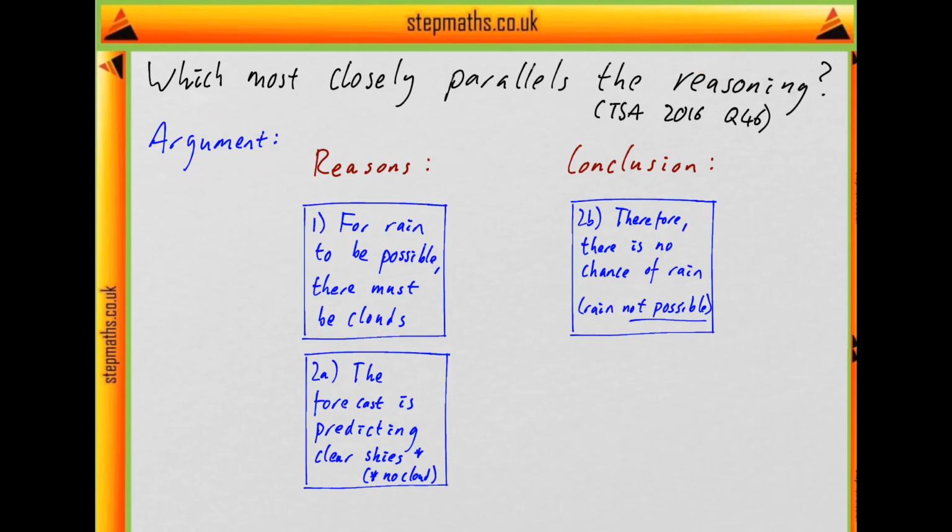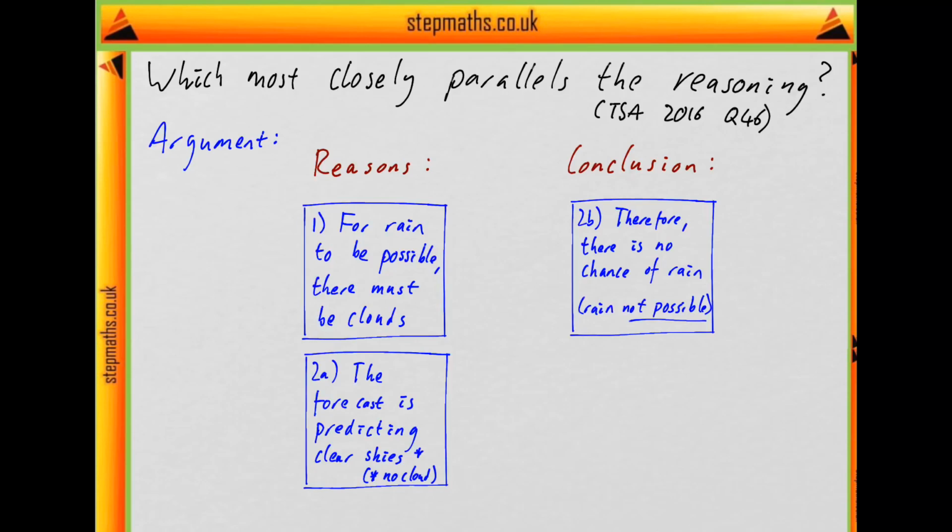It says, in order for it to be possible to rain, clouds must be present. And then the second sentence says, the forecast is predicting clear skies, i.e. no cloud. And then it says, so, and I'm treating this as the conclusion, therefore, there is no chance of rain, i.e. rain isn't possible. So I'll put this in the terms of being not possible because the initial condition was about rain being possible. So what's the form of this?